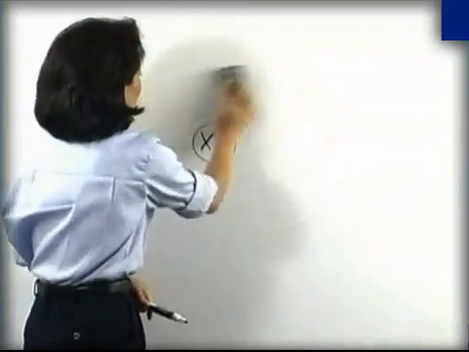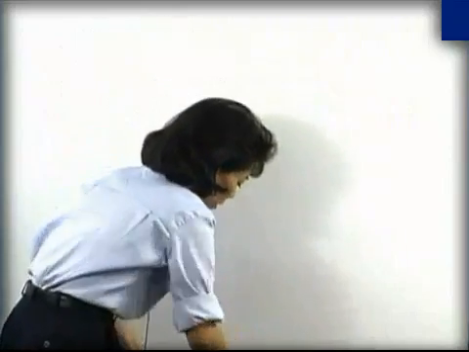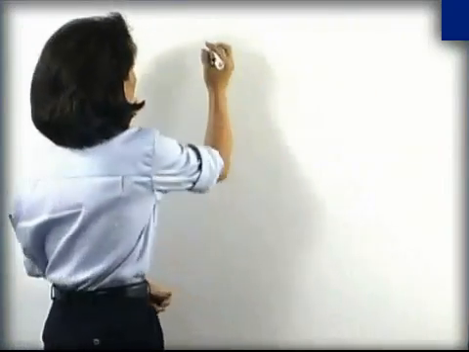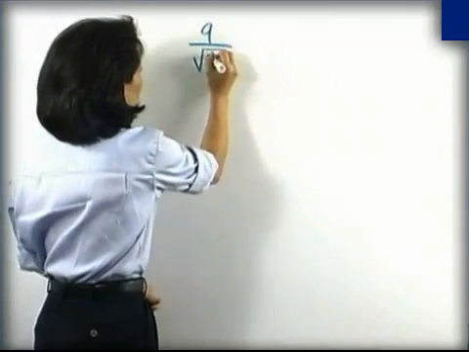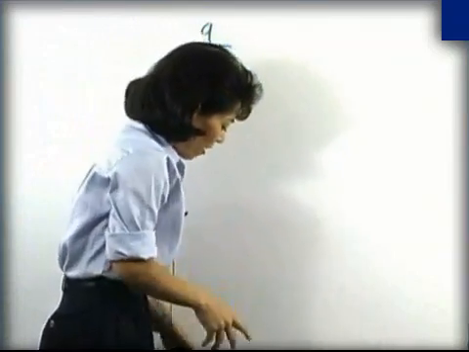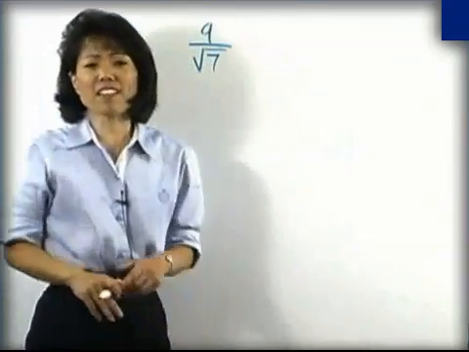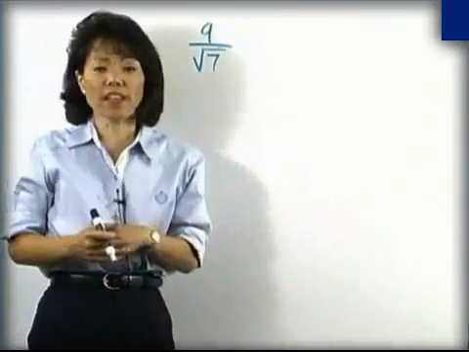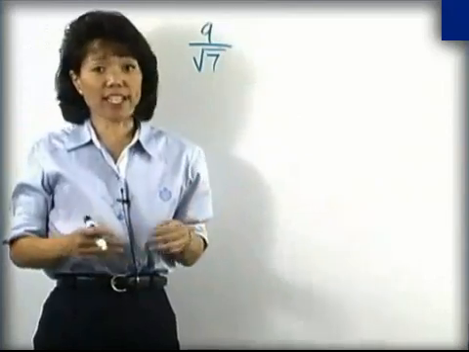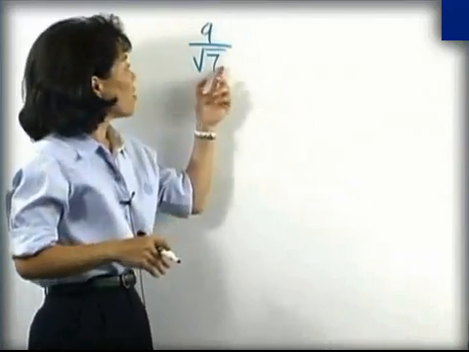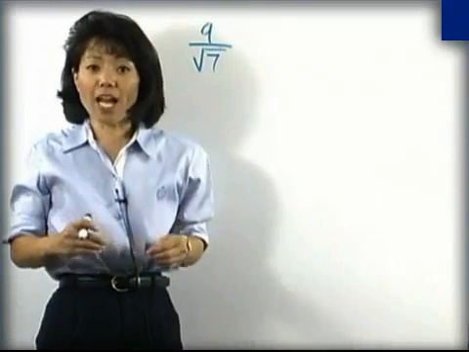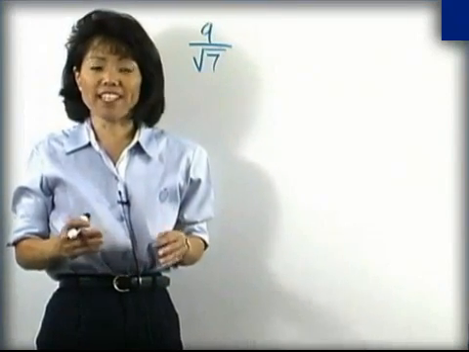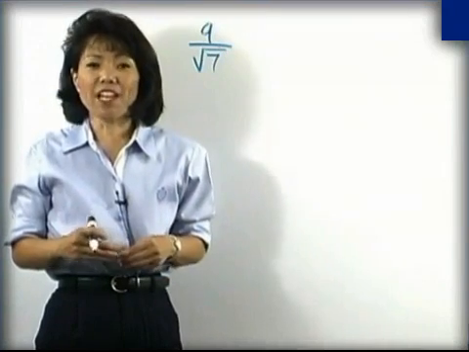Now, in this next problem, we're going to have to recall some definitions that we learned a long time ago. Let's look at this expression, 9 over the square root of 7. Now, our job is going to be to simplify this expression. You might ask yourself, it looks simplified to me. 7 is not a perfect square. I cannot simplify that. You're absolutely correct, but there's one little catch.